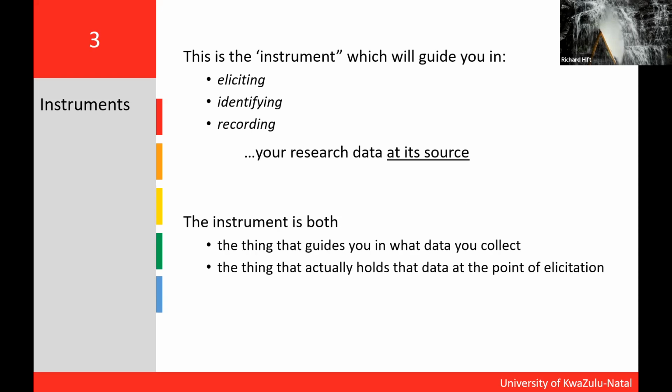So I think everybody intuitively knows that the instrument is the thing that actually holds the data you collect at the point you elicit it. So you ask the patient or the subject a question, and then you write the answer down. And then you ask them another question, and you write it down. Or you look through the folders and write down the patient's age and their name, or whatever it may be. What people often forget is that it's got a critical role in guiding you in what data you collect.